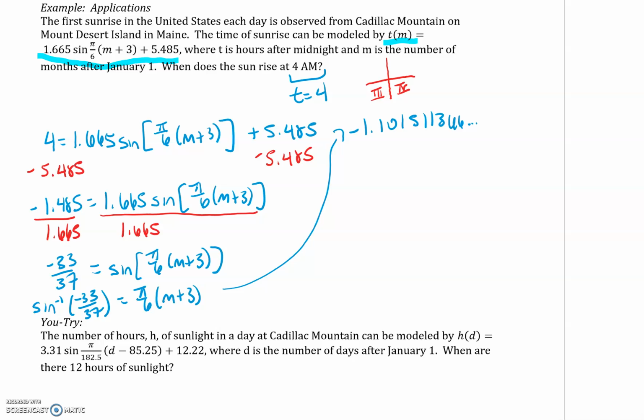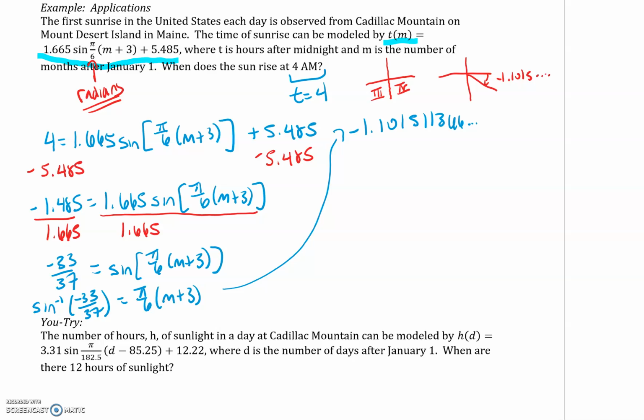If you're not getting this negative 1.1015113666, make sure you're using radians, because that pi over 6 tells us we've got to use radians. So if your calculator is not set to radians, you're not going to get the right value. All right, but moving back to this. So what is this negative 1.101 when we talk about an angle? That's going the opposite direction. That's going clockwise. So this is negative 1.1015, etc., right?